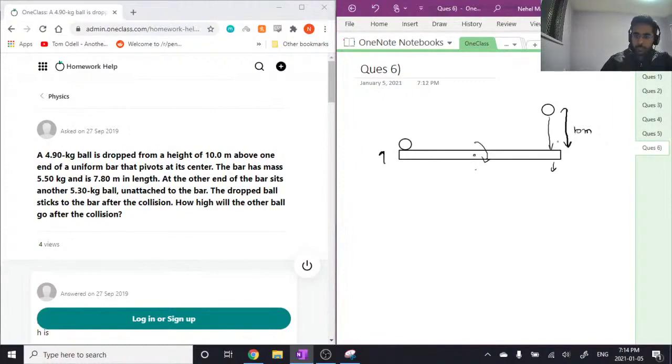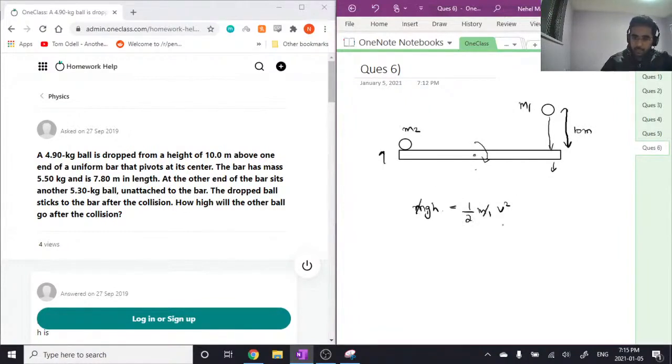what we can do is, we know that initially this ball had some potential energy, but it did not have any kinetic energy since it was dropped. It was not thrown, it was dropped. So when it hits the bar here, all of its potential energy would be converted into kinetic energy. So therefore we can say that m g h, or let's call it m1 and m2, so m1 g h is equal to half m1 v squared, which is potential energy equal to kinetic energy.